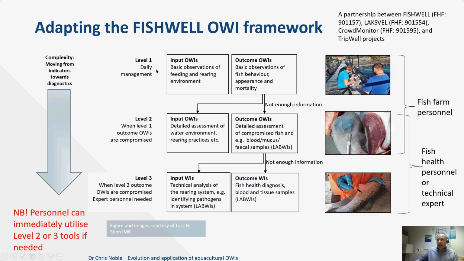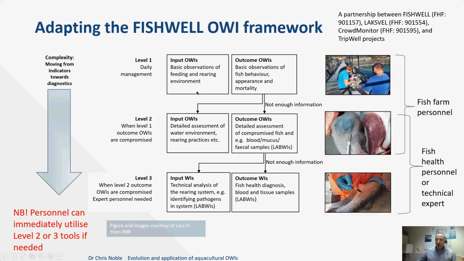Firstly, we want this framework to be as simple as possible. So we broke it down into 3 levels. Level 1 are the OWIs, either environment-based or animal-based, that you can use in your daily management. Basic observations on feeding and the rearing environment, and then basic observations on fish behavior and appearance, so individual-based indicators and group-based indicators in terms of behavior and mortality.